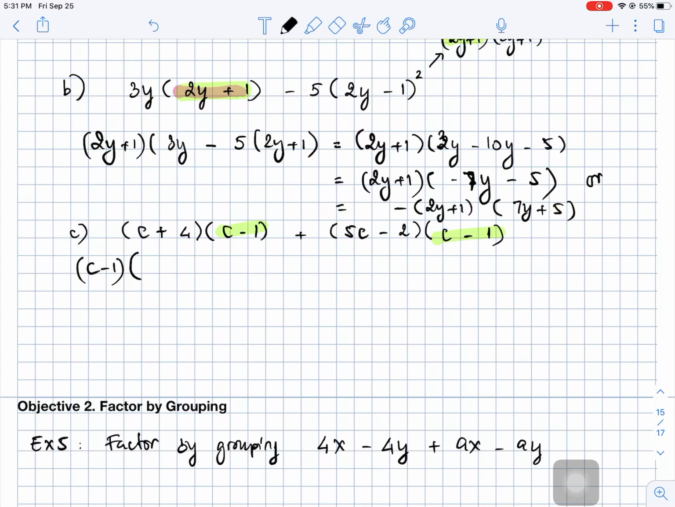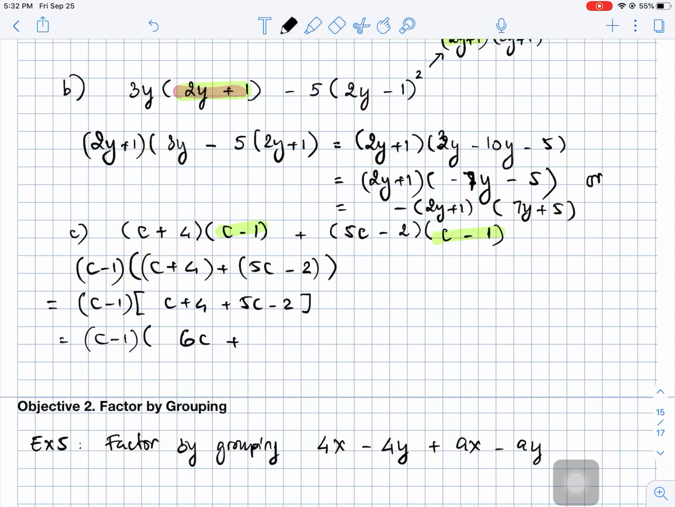In problem C, C minus 1 and C minus 1 is a common factor. We will factor out C minus 1. So we get C plus 4 plus 5C minus 2. Then we will open the parentheses for the second one and combine like terms. So we get 6C plus 2.